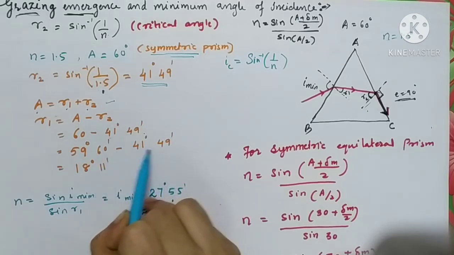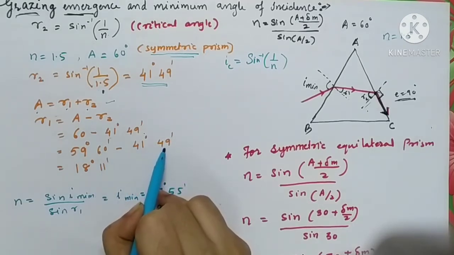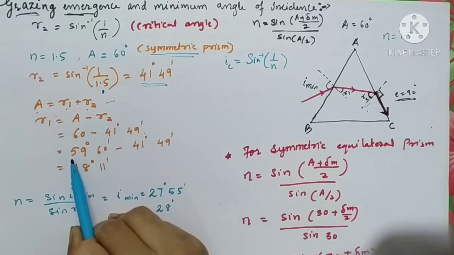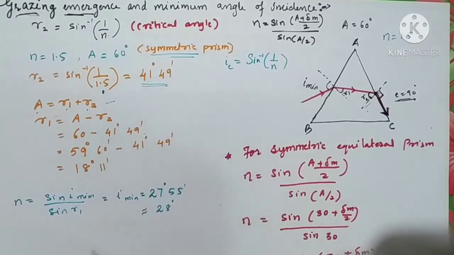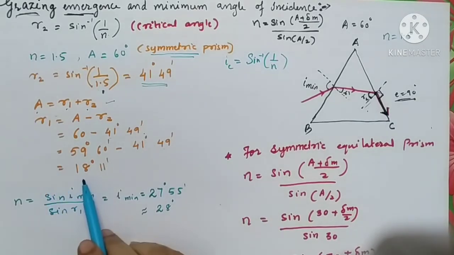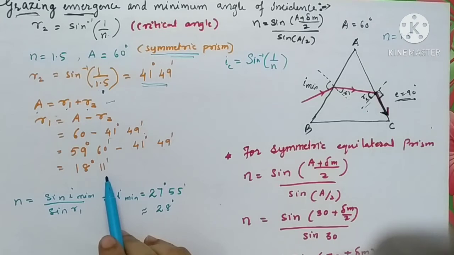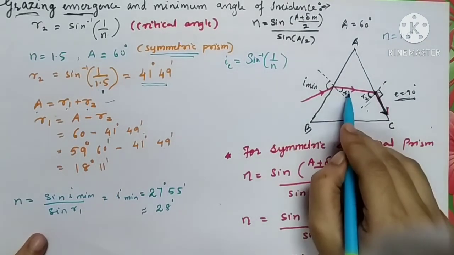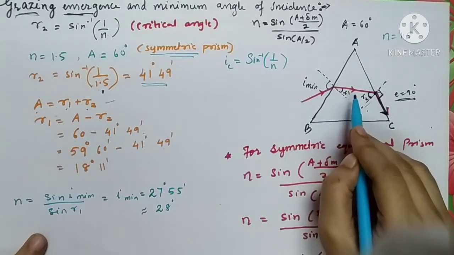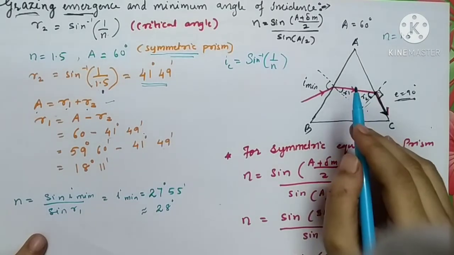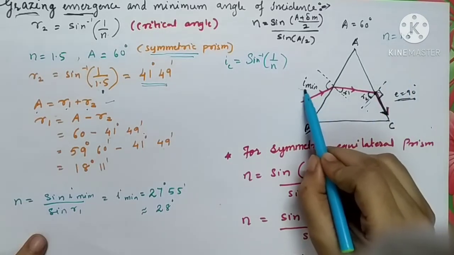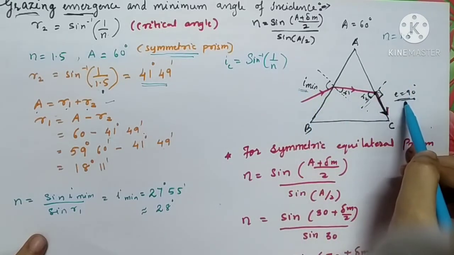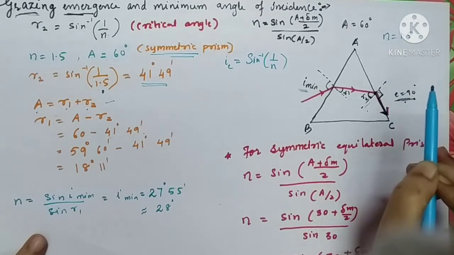Now you can subtract the values. From the 60 minutes, this value is to be subtracted, and from the 59 degree, this number 41 is to be subtracted. So we are going to get the value of R1 as 18 degree 11 minutes. So this is the angle of refraction at the first surface AB of a prism. Now what we will have to do is calculate the minimum angle of incidence for such an emergence, such a grazing emergence ray.